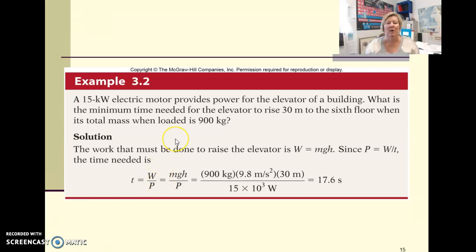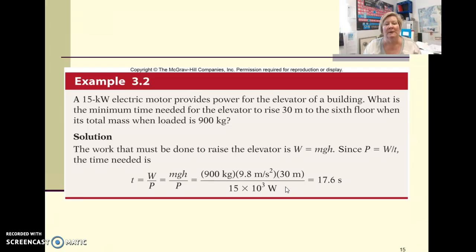The next question we have to ask: are we doing work against the Earth's surface or against gravity? In this case, an elevator going up in the air is going to be working against gravity. So we will have to substitute in mgh, mass times gravity times height, in place of work. And then power is on the bottom of the formula. So the elevator was loaded up with 900 kilograms of stuff. We're going to multiply that by gravity, and the elevator goes up 30 meters. That's your height. And then we divide it by power.